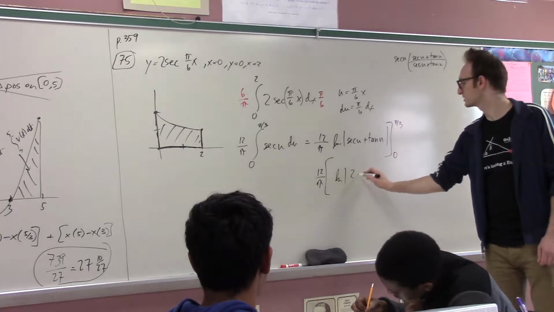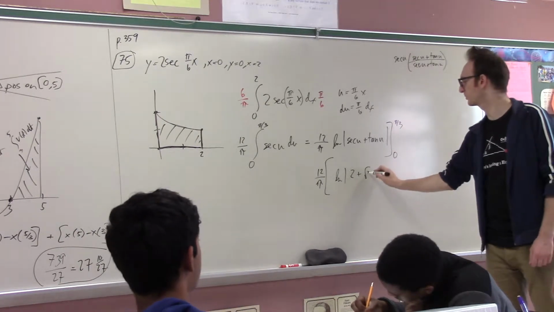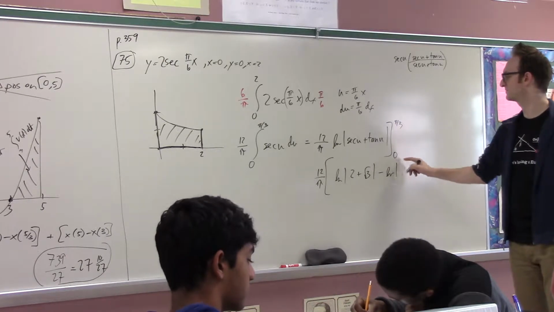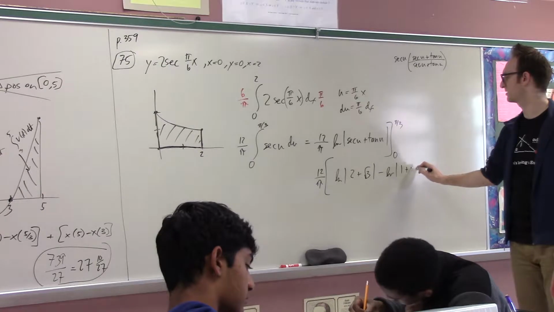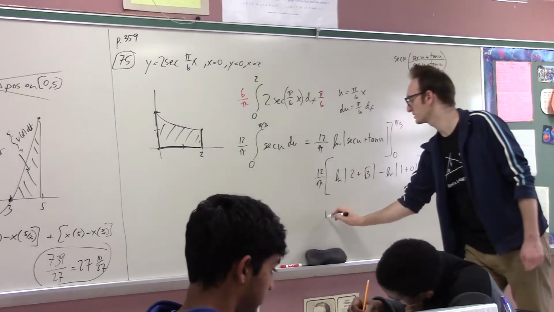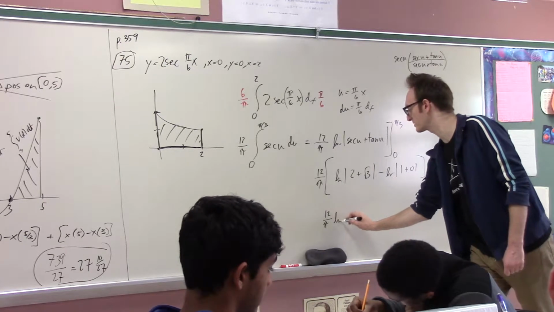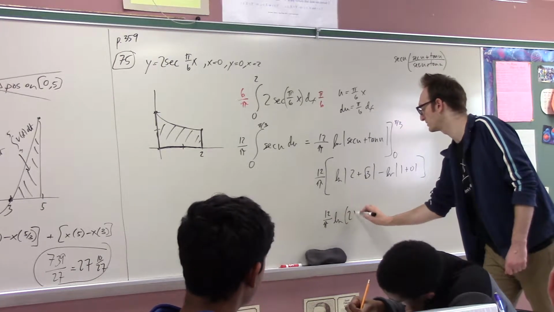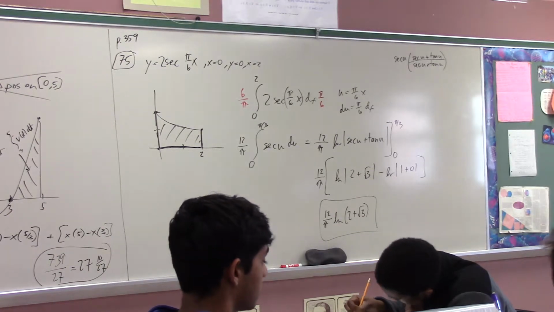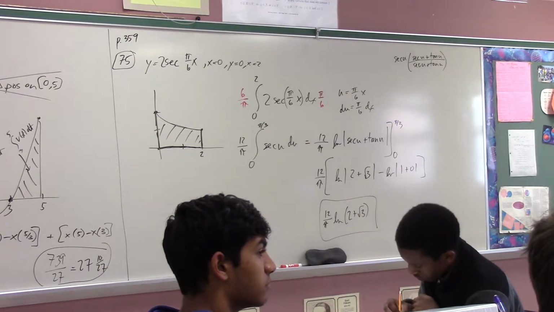This is 2 plus tan of pi over 3, which is root 3, minus ln of secant of 0, which is 1, and tan of 0 is 0. And also ln of 1 is 0. So this whole thing is just 12 over pi times the natural log of 2 plus root 3. Beautiful number.